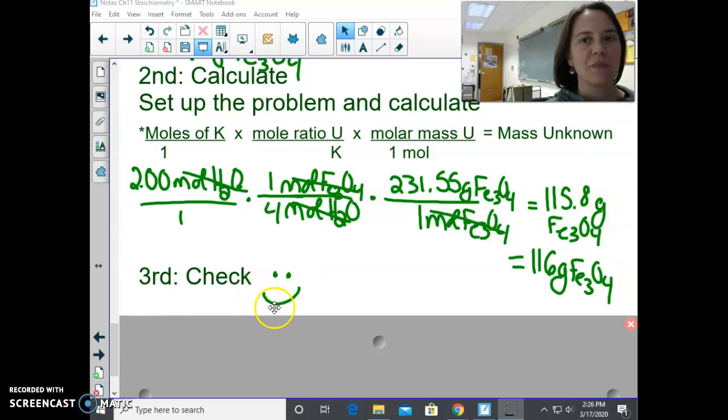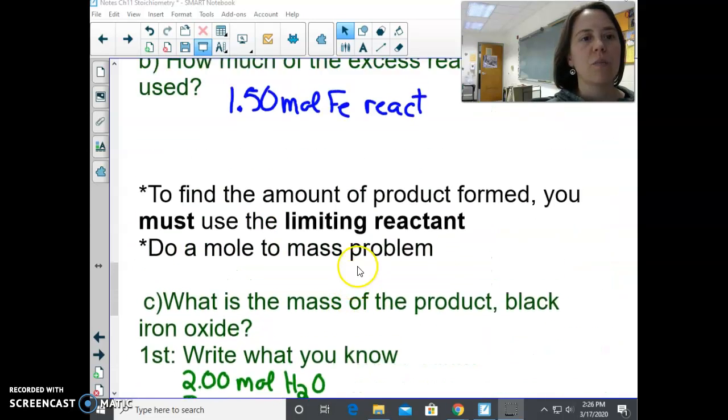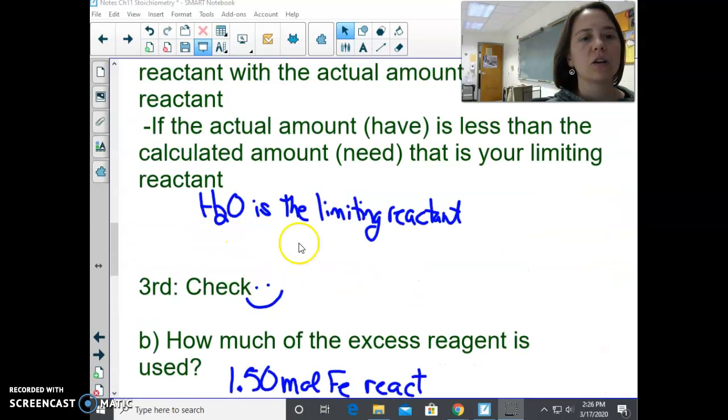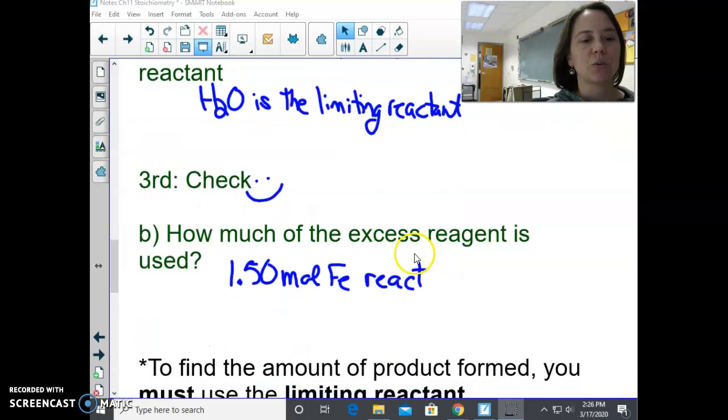So good job. And before moving on from a limiting reactant problem where we were looking for the product, we should make sure that we used the limiting reactant to calculate the product. So we go back up, and water was indeed the limiting reactant. So we're good to go.